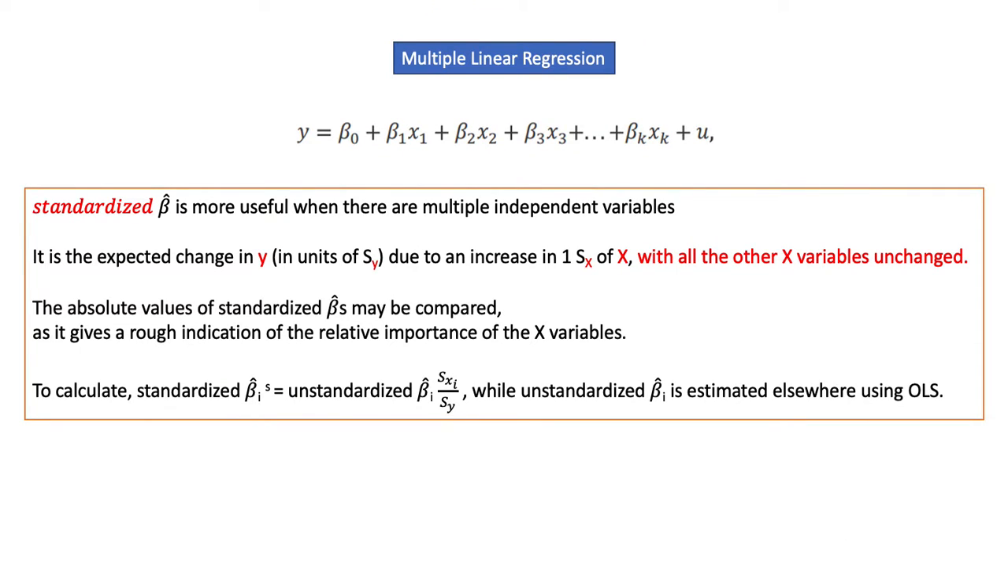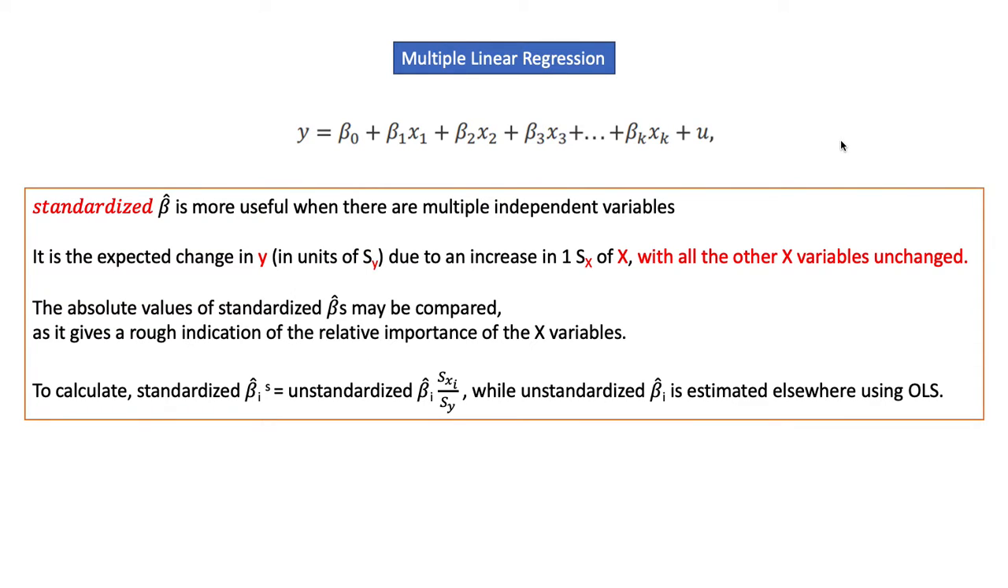Now, let's talk about multiple linear regression, also known as multiple regression. So we have multiple independent variables in this case. Here, the standardized beta is a lot more useful. It means the expected change in y in units of the standard deviation of y due to an increase in one standard deviation of x, with all the other x variables unchanged.